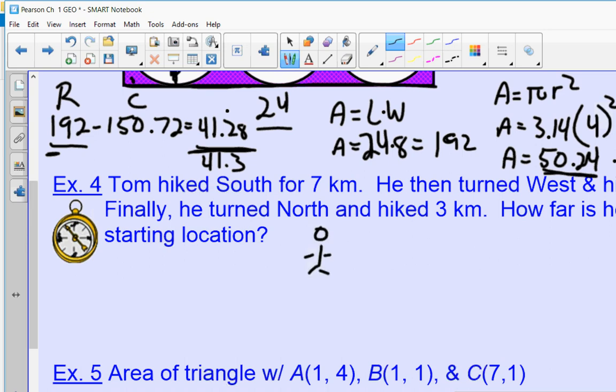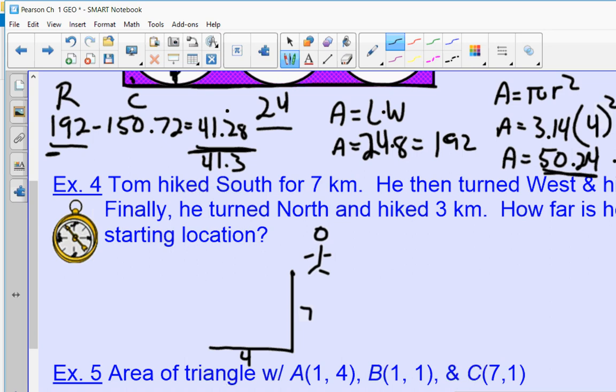Well, let's make Tom. And he hiked south. We're going to assume that he hiked directly south, so in a straight line. So let's say he starts here and he hikes south. He hiked for 7 kilometers. He then turned west. So typically west is to the left. And we're going to assume he hikes in a straight line again. So he hikes west for 4 kilometers.